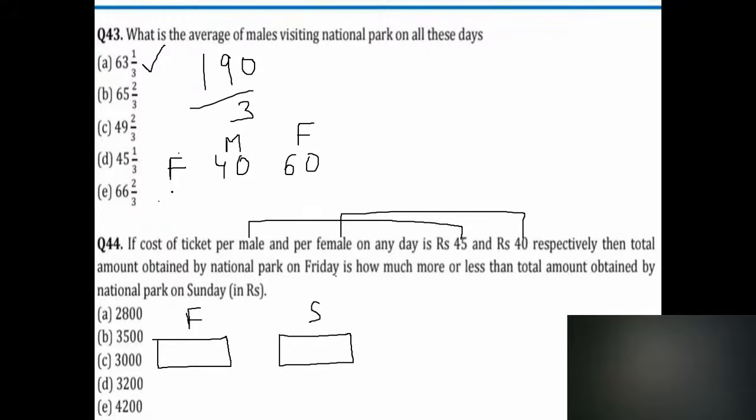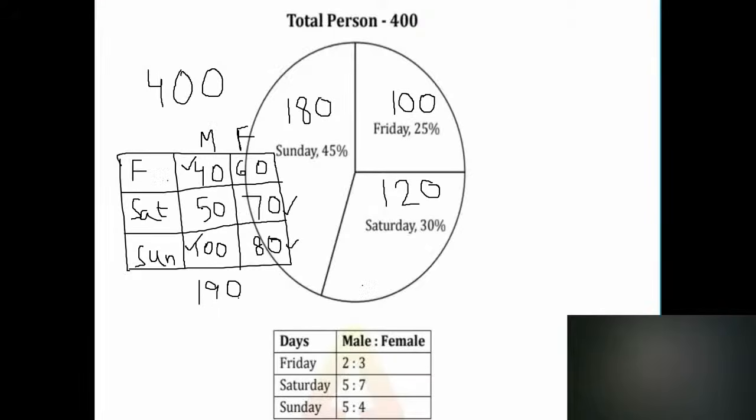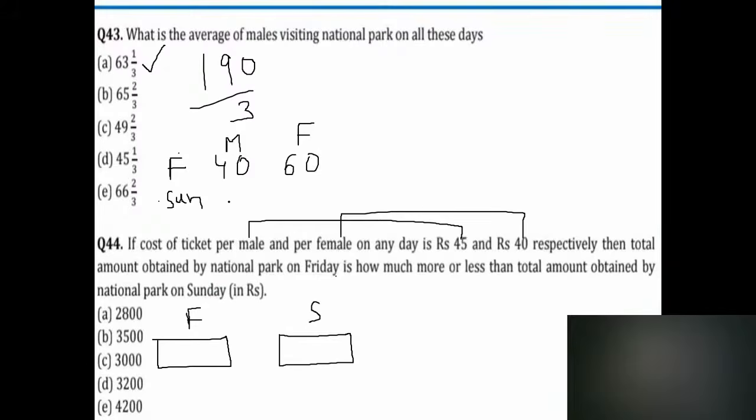Next, coming to Sunday, 100 males are there and 80 females are there. We should calculate what is the total amount of each ticket. So the ticket for each male. First, let us calculate for Friday.